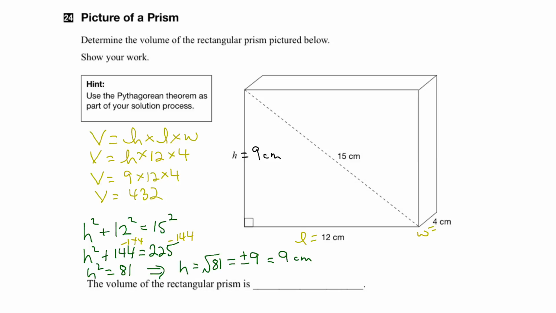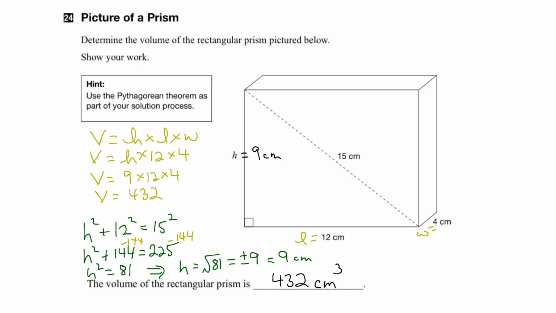Okay, so now we have to answer the question. The volume of the rectangular prism is, well, we know it's going to be 432, but we can't forget about the units. Now let's look at the units here. We've got centimeters there, and centimeters there, so we actually have to multiply those all together, and when we do that, we would get centimeters cubed.